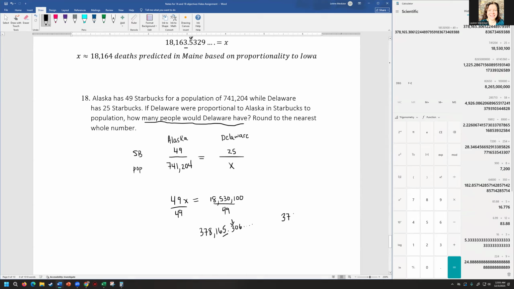So this would be 378,165 people in Delaware based on its proportionality to Alaska. I'm just going to abbreviate that. Okay. And again, you do not have to write out all those words. You will be typing in the answer.